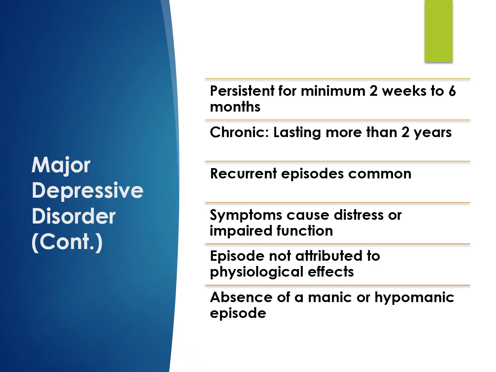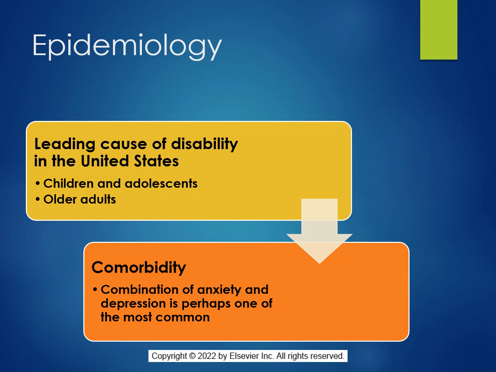Some episodes last months or even years. Some key features to discuss: it causes significant distress, interferes with daily functioning, and there is no history of mania, otherwise it may be bipolar disorder. Depression often recurs throughout life. Epidemiology: it is the leading cause of disability in the United States. Children, adolescents, and older adults are all affected. Elderly individuals as well. Another key point is comorbidity. Many patients experience both anxiety and depression at the same time.